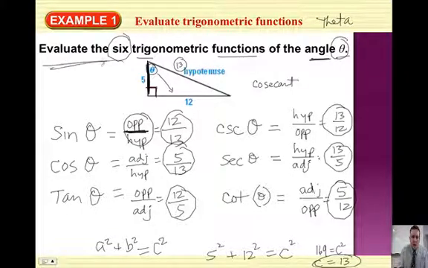You just evaluated the 6 trig functions of an angle. What if the angle was over here? Then 5 would be the opposite and 12 would be adjacent. So you just got to pay attention where the angle actually is. That's example number 1. Make sure you understand it.